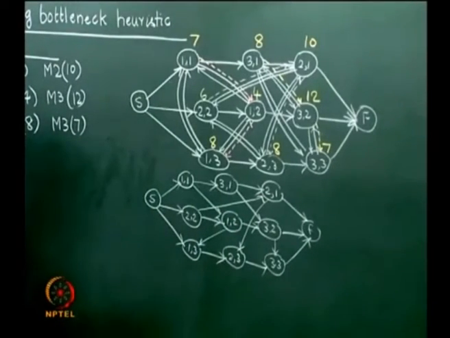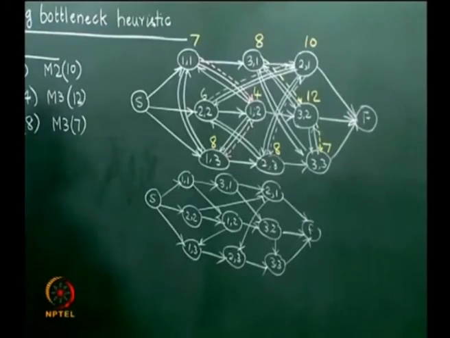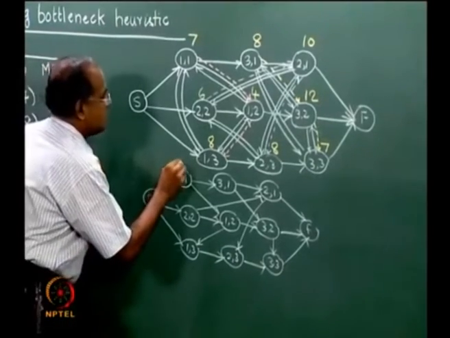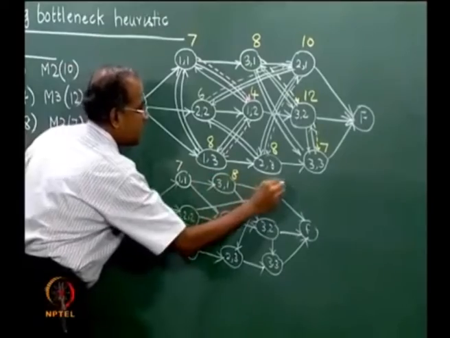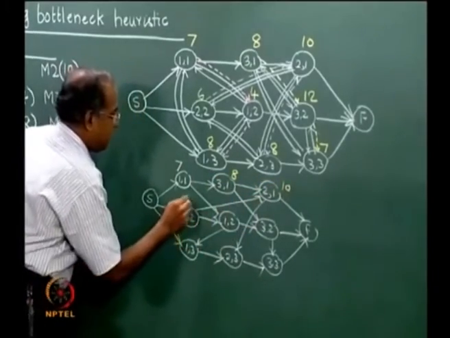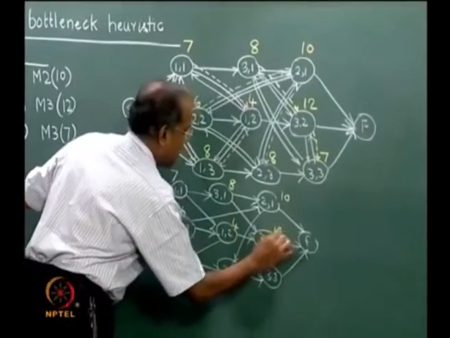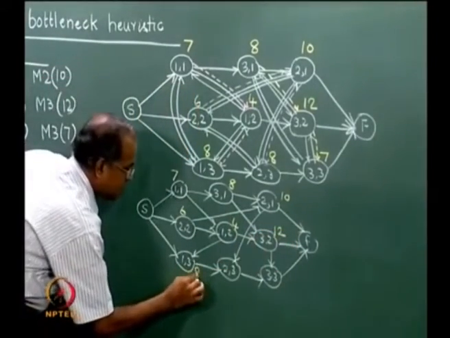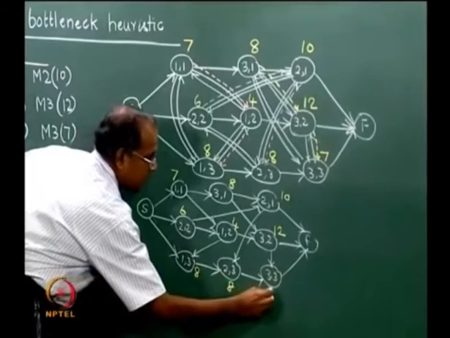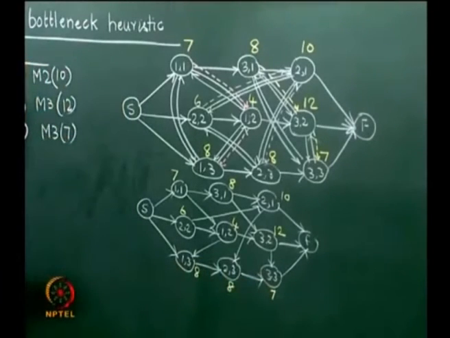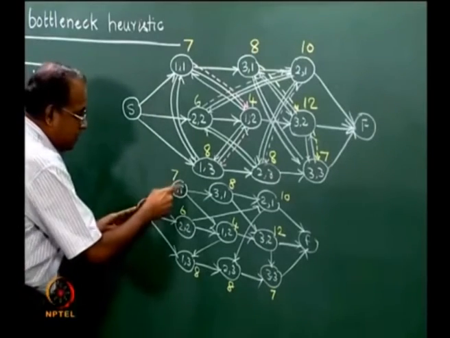Now, we have to find out the longest path on this. We also have to write down the process times 7, 8, 10, 6, 4, 12, 8, 8 and 7. So, we will now start from here to here.